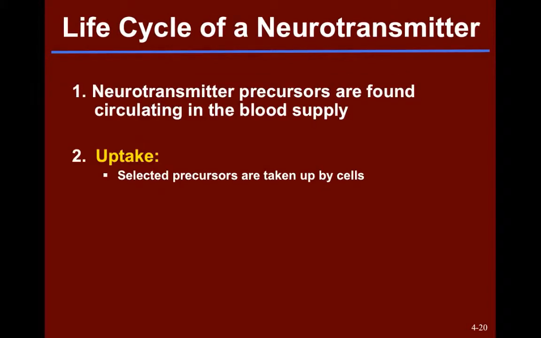So those neurotransmitters that we just went through, that long list, those are the ways that messages are passed along through the nervous system. And the whole process happens very quickly. So in order to allow those messages to be transmitted, the precursors for those neurotransmitters are found circulating in the blood supply. And the first step in the process is actually uptake. So this is when those precursors are taken up by the cells around them in order to create the neurotransmitters that the process will need.